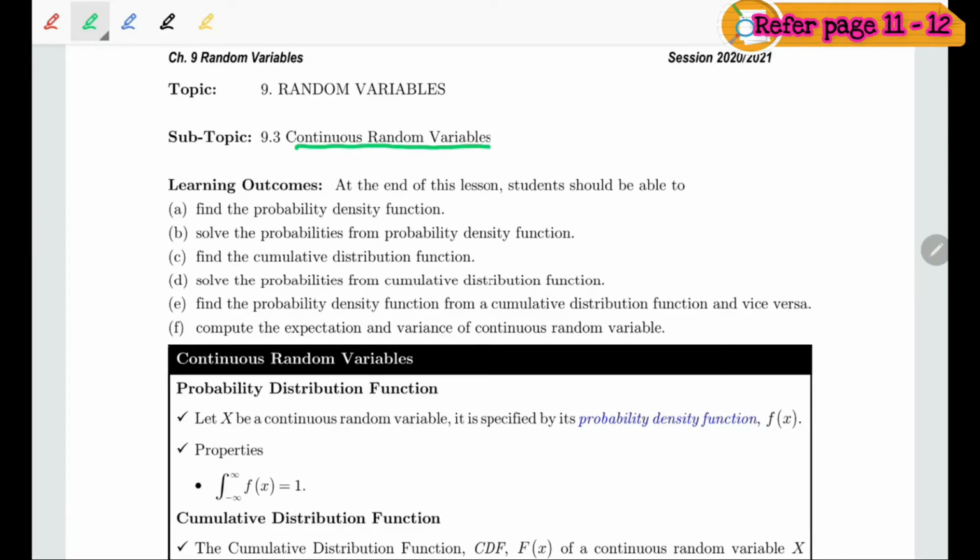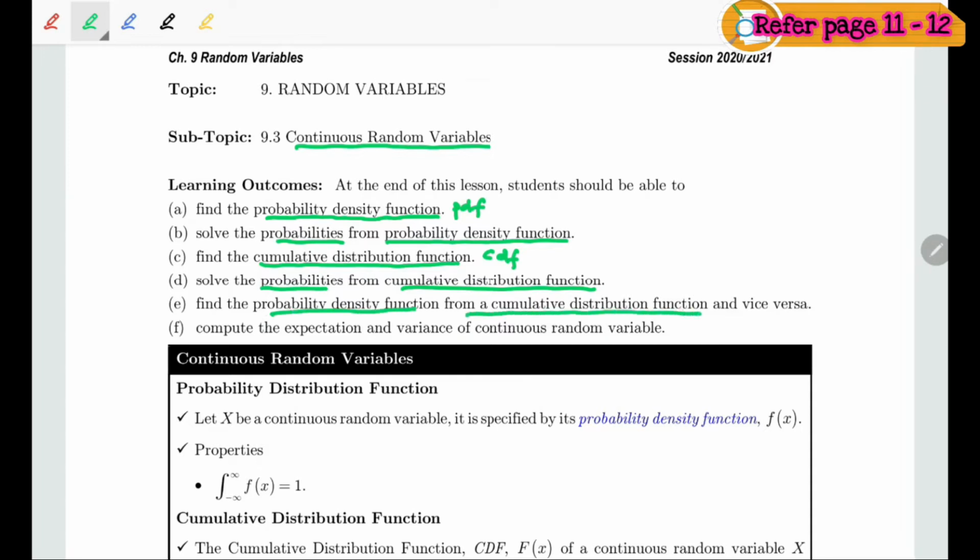For the learning outcomes at the end of the lesson, students should be able to find the probability density function, or in short form, the PDF, and solve the probability from the probability density function. Next, find the cumulative distribution function, in short form the CDF. Solve the probabilities from the cumulative distribution function. And next, find the probability density function from a cumulative distribution function and vice versa. And lastly, compute the expectation and variance of a continuous random variable.